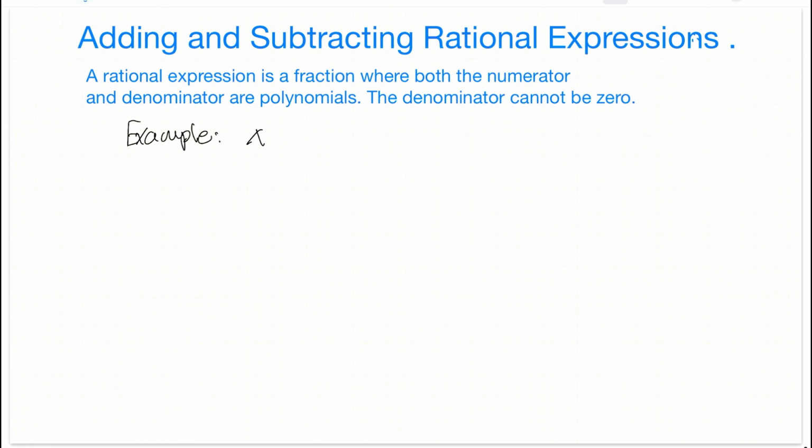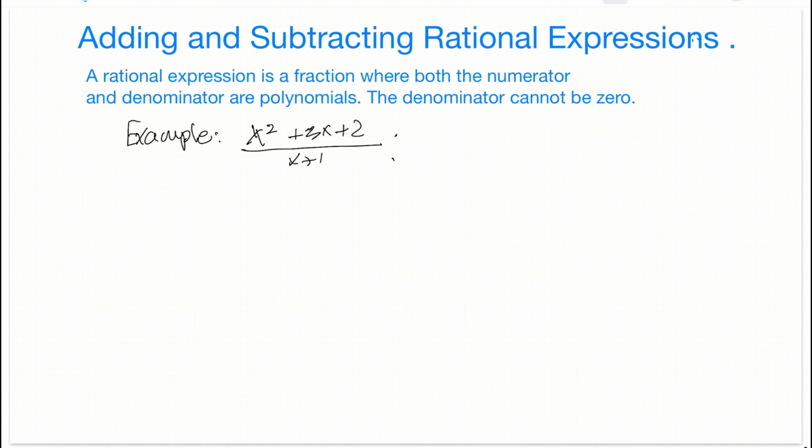That would be like x squared plus 3x plus 2 over the quantity x plus 1. So the numerator and the denominator are both polynomials. So that's an example of one.